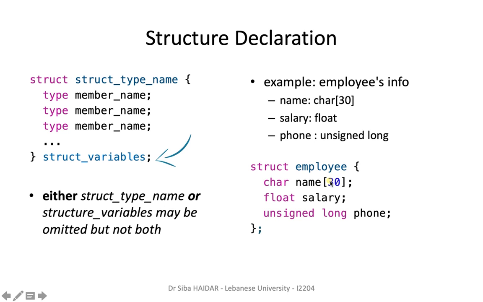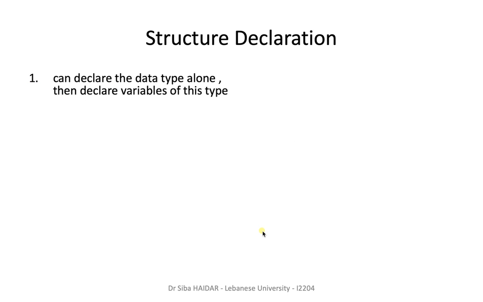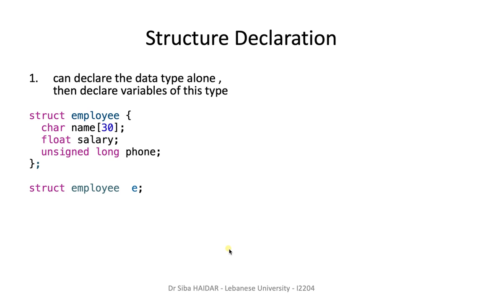Notice here the name, we declared it as an array of characters in order to hold space to receive the name later. Let us not forget again the semicolon because this is very important. If we want to declare variables of this type, we can declare the data type alone and then declare the variables of this type. For example, this is the data type employee, and later I want a variable e of this type. I have to write struct employee, which is the type, and e is the variable.